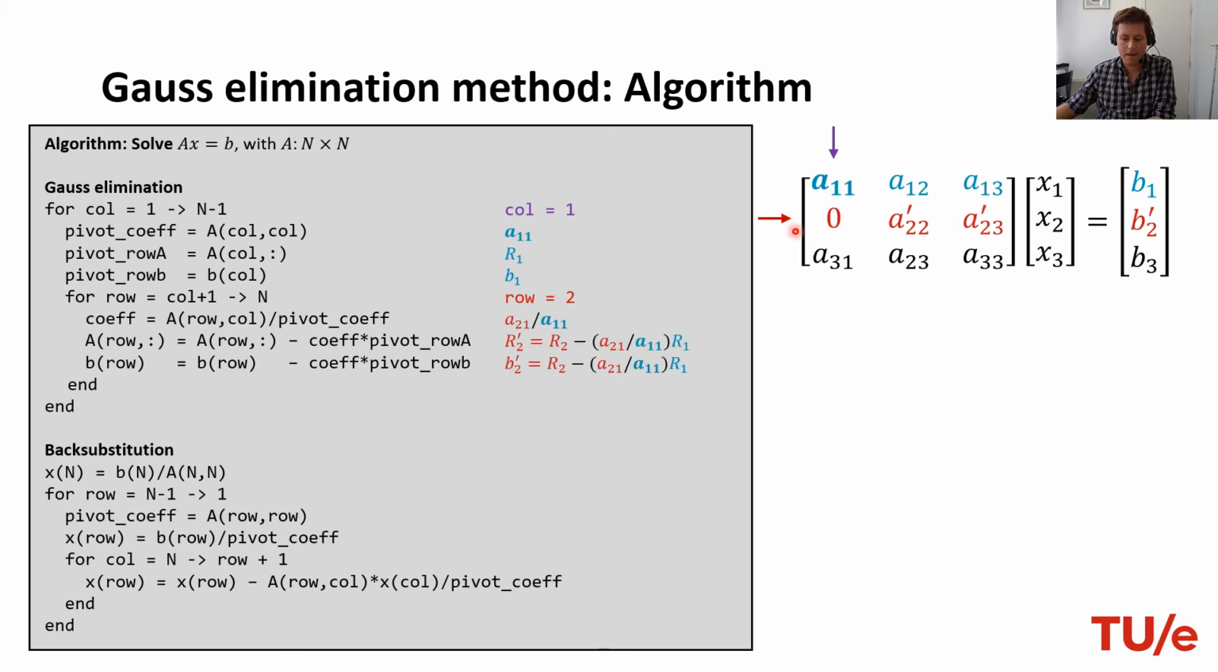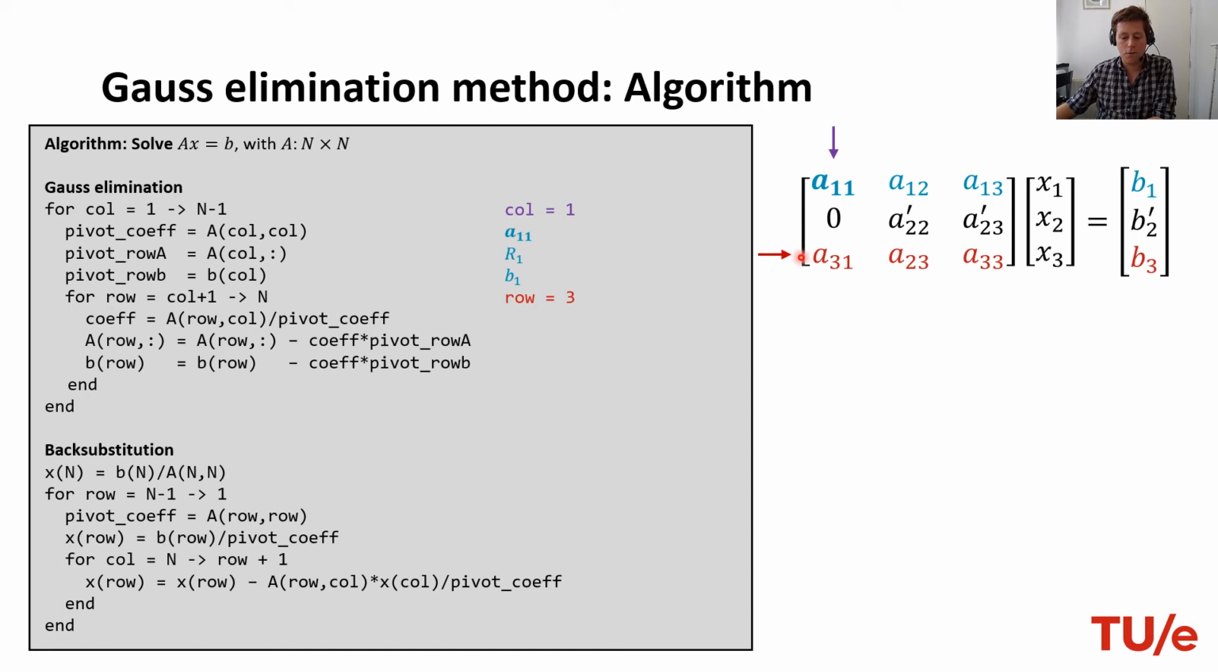And we can simply subtract from the second row this first row, or the pivot row, multiplied with this coefficient, the ratio of the coefficient that we want to eliminate and the pivot coefficient. And we see that this makes this coefficient equal to 0. And we also have to apply this operation to the right-hand side of the equation as well, of course. So that's done for row 2.